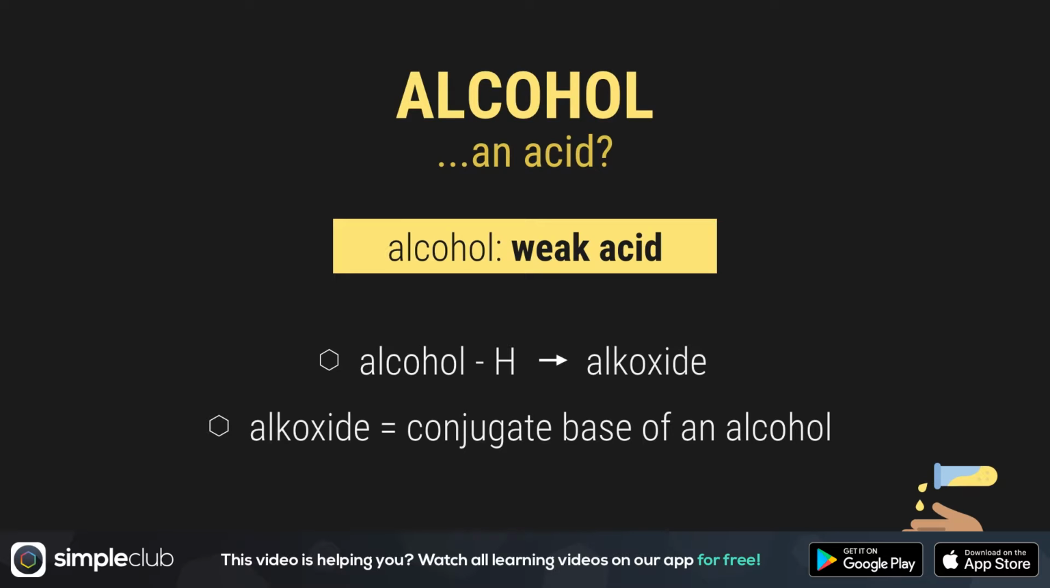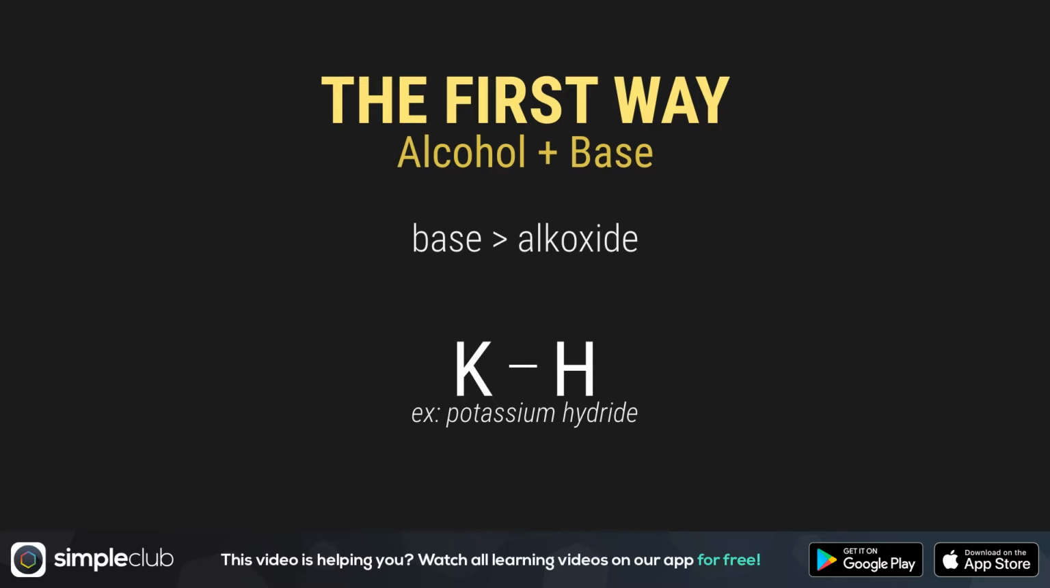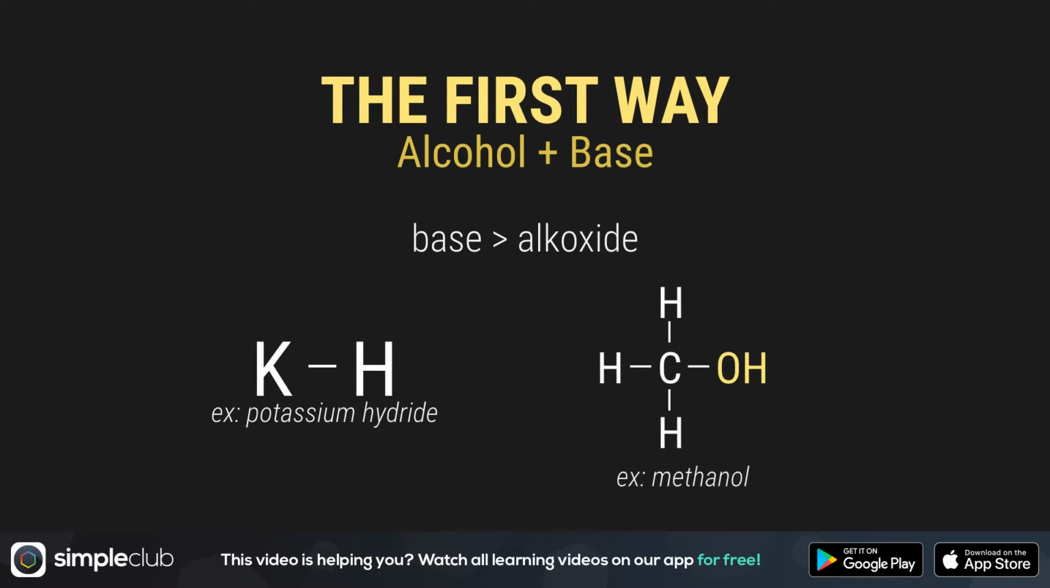Basically, there are two different ways to turn alcohols into alkoxides. The first way is to react an alcohol with a base. To do this, what you need is a base that's stronger than the alkoxide, like potassium hydride, for example. So let's go ahead and react potassium hydride with an alcohol, say methanol.